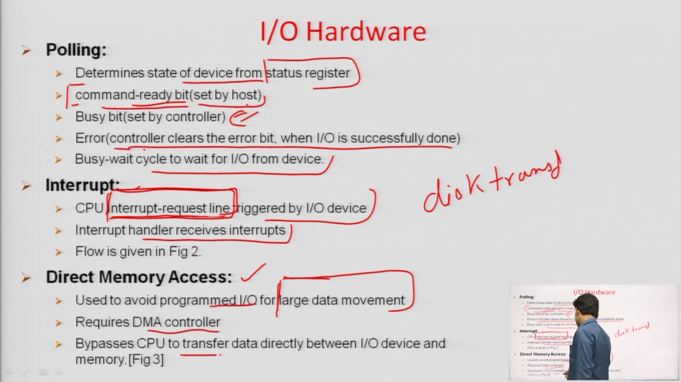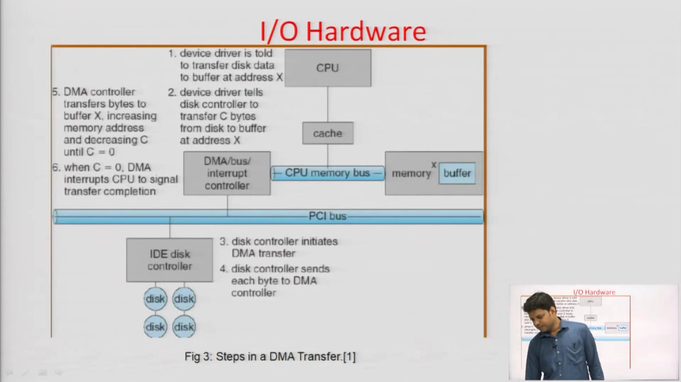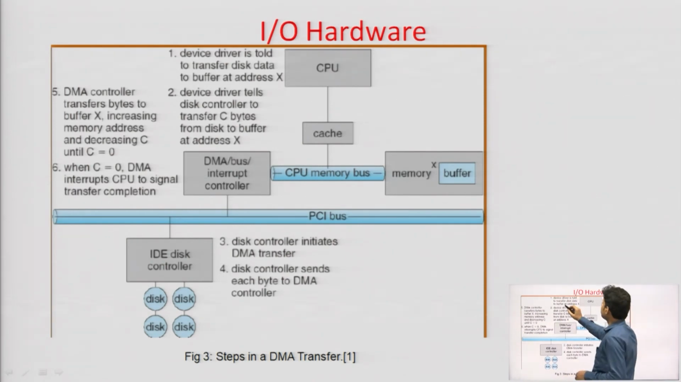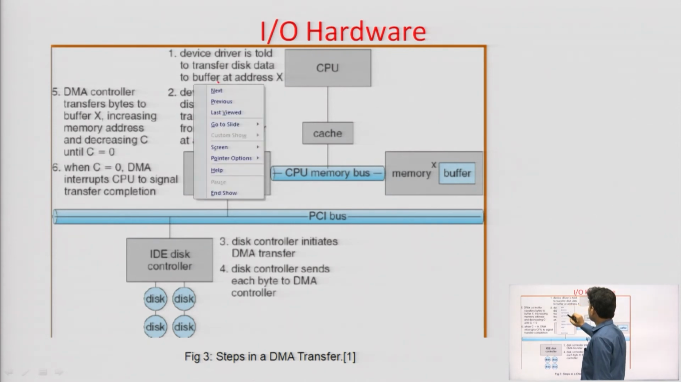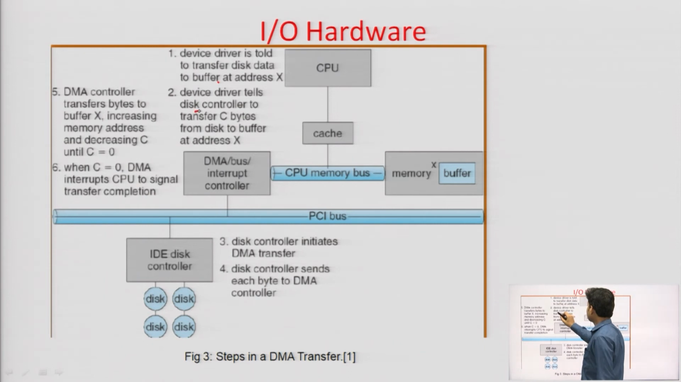It bypasses the CPU to transfer data directly between I/O devices and memory. So let's see figure number 3. Here you can see step 1: the device driver is told to transfer disk data to the buffer at address X. Now the device driver tells the disk controller to transfer C bytes from disk to the buffer at address X. This is your DMA controller, and here are the CPU, cache, and memory bus. You can see the communication is happening directly through the DMA controller and memory. No intervention of the CPU is there.